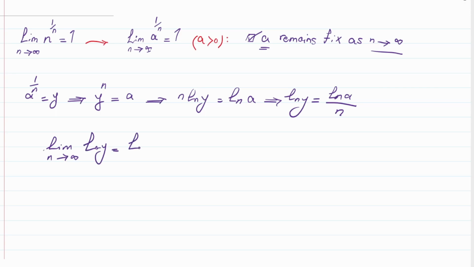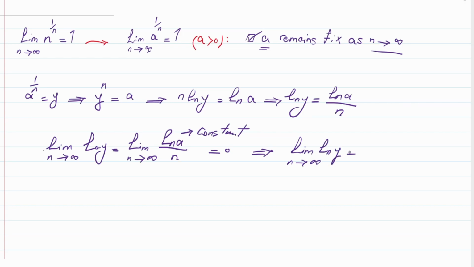ln y is equal to the limit as n approaches infinity of ln a divided by n, and we know that this is a constant and the limit of 1 over n as n approaches infinity is equal to 0. So we can conclude that the limit as n approaches infinity of ln y is also equal to 0. Based on the natural log rule, we can conclude that the limit as n approaches infinity of y is equal to e to the power of 0, which is 1.